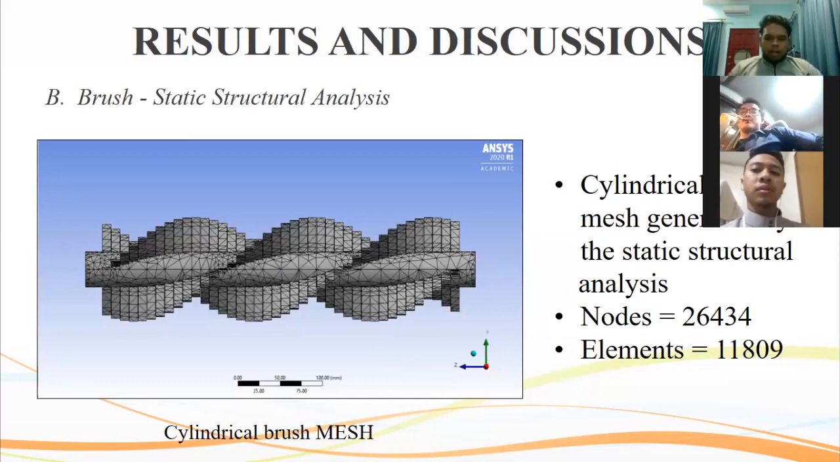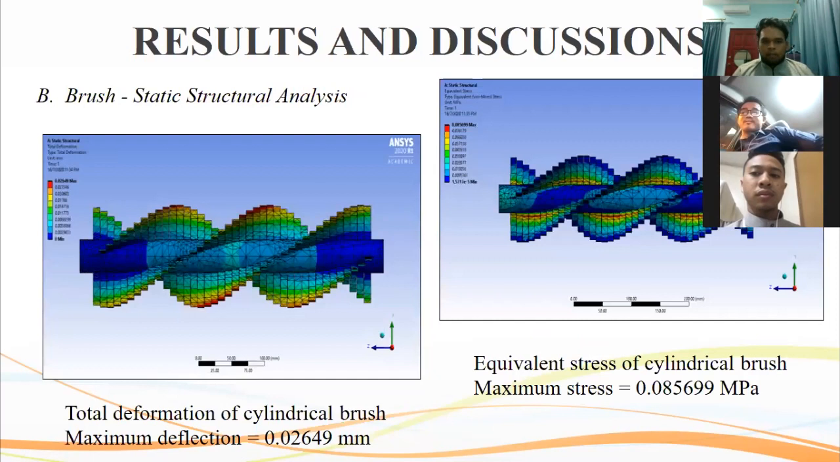Okay, for the brush, this is the cylindrical brush mesh, where the nodes generated are 232,434 and the elements generated are 11,809. For the brush we use static structure analysis with the fixed support at the end of the rod. We got the total deformation and also the equivalent stress of the cylindrical brush. The maximum deflection we got is 0.02649 millimeter, and the maximum stress is 0.085699 MPa.